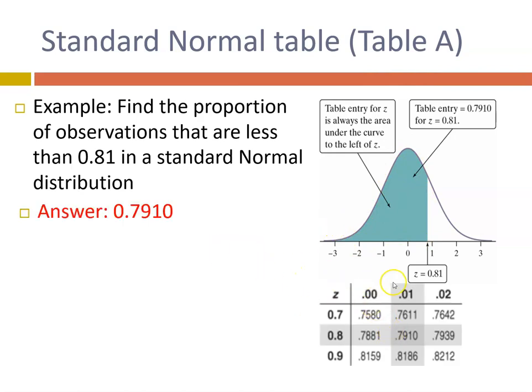The way you read your table is up at the top, going across the top, those are your hundredths place, and then down the side is your tenths place. So if my z-score was 0.81, I would look for 0.8 and then go over to 0.01 and see where they match. So the answer here is 0.7910.